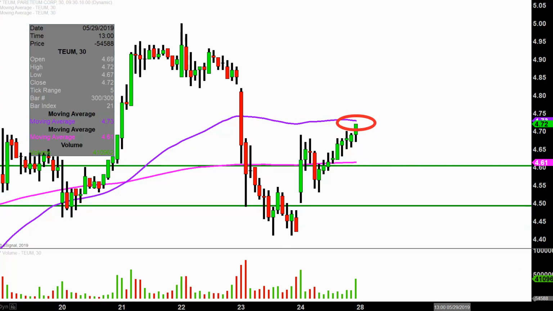But overall, very nice recovery. Things were looking pretty shaky on Thursday, but the bulls are giving it a good go to try to get the chart back on track. So let's see how next week plays out.